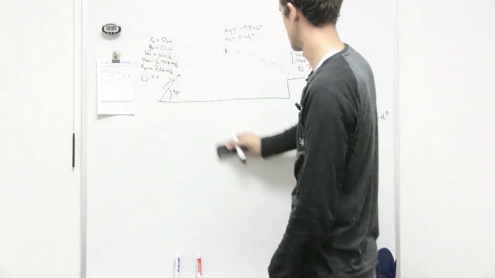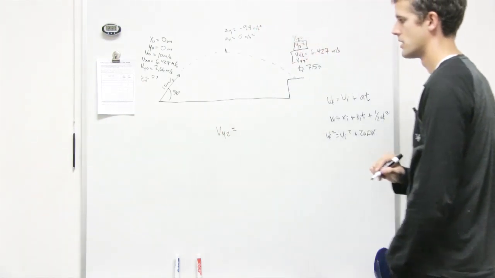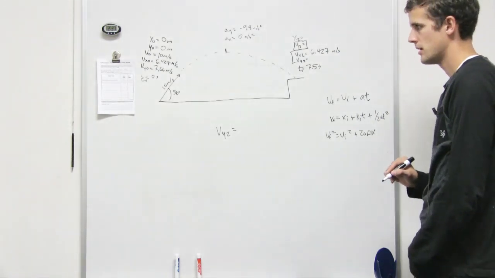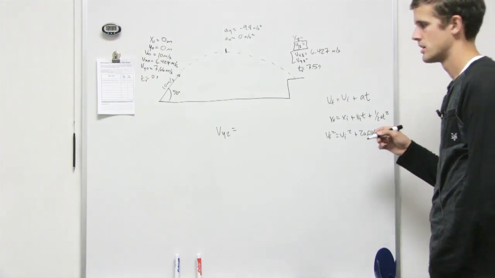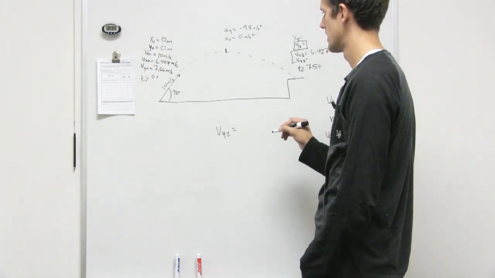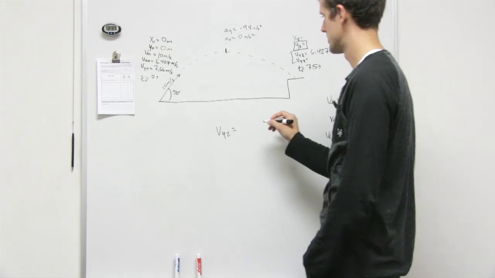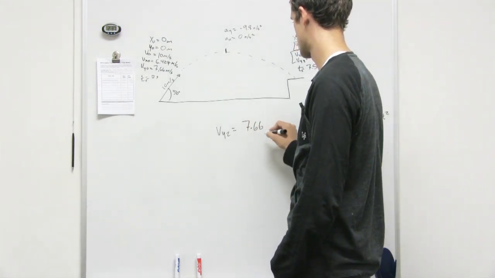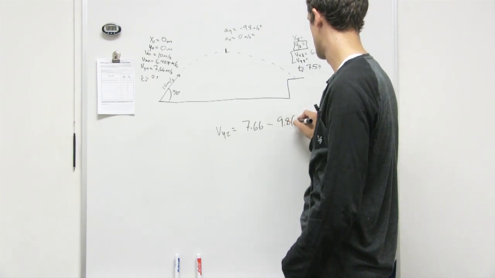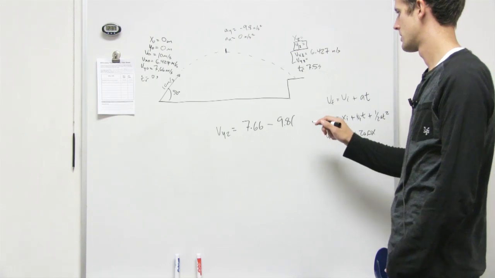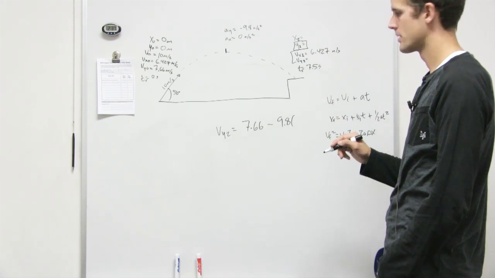What about y? So this one we use gravity. Looking at our equation, initial negative 9.8 meters per second. Well, we want to use our initial velocity, right? So 7.66 minus 9.8. What's our time? This is 0. 7.5 seconds.